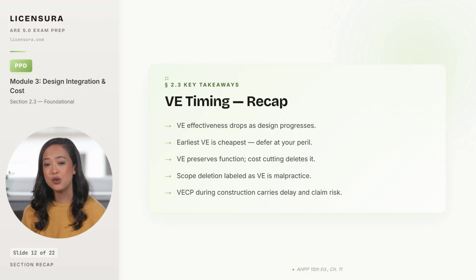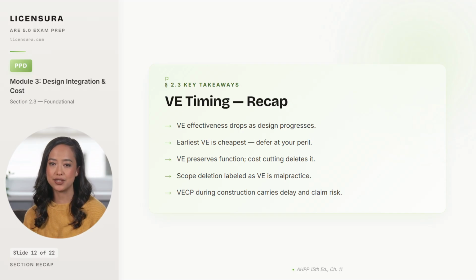VE effectiveness drops as design progresses, which means programming and SD are the highest yield moments for the exercise, and CDs are the lowest. The earliest VE is the cheapest VE, and architects who defer VE to a later phase to avoid the conversation now absorb the redesign cost later when the owner discovers the budget gap and triggers personal liability. VE preserves function, cost-cutting deletes it, and that is the defining test the exam will hand you.